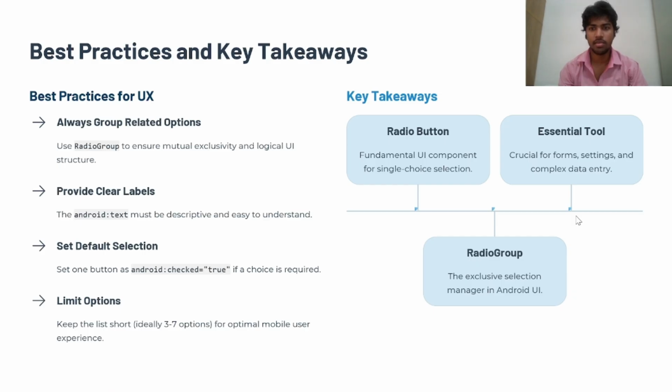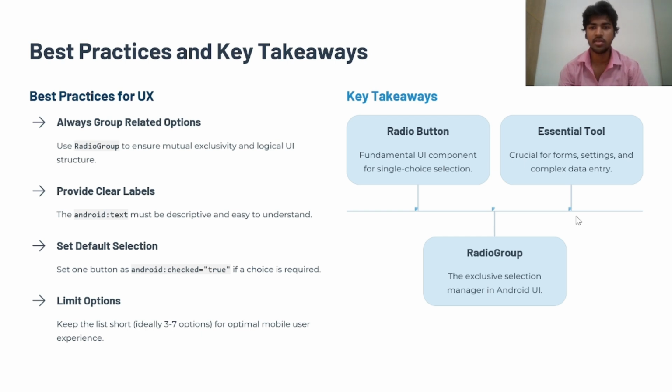Let's summarize with some best practices and key takeaways. For the best user experience, you should always group related options using a RadioGroup to ensure they are logically connected. Provide clear labels so that the user knows exactly what they are choosing. Set a default selection by making one button checked by default if a choice is required, and limit the options. For mobile, it's best to keep the list short, ideally 3 to 7 options.